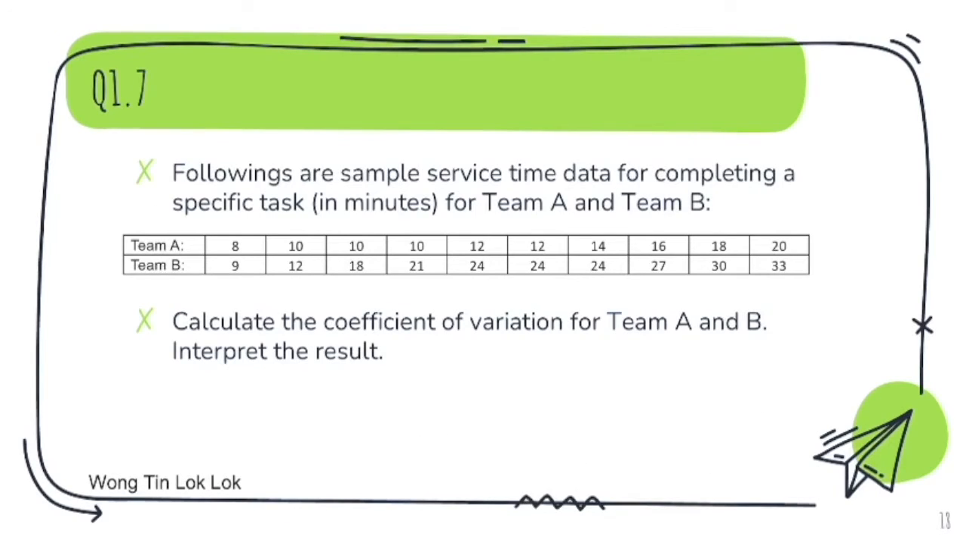Thank you. I'm Wang Tinok and I'm going to talk about question 1.7. In question 1.7, it is stated that the following are sample service time data for completing a specific task in minutes for Team A and Team B. We are asked to calculate the coefficient of variation for Team A and Team B, and also interpret the results.